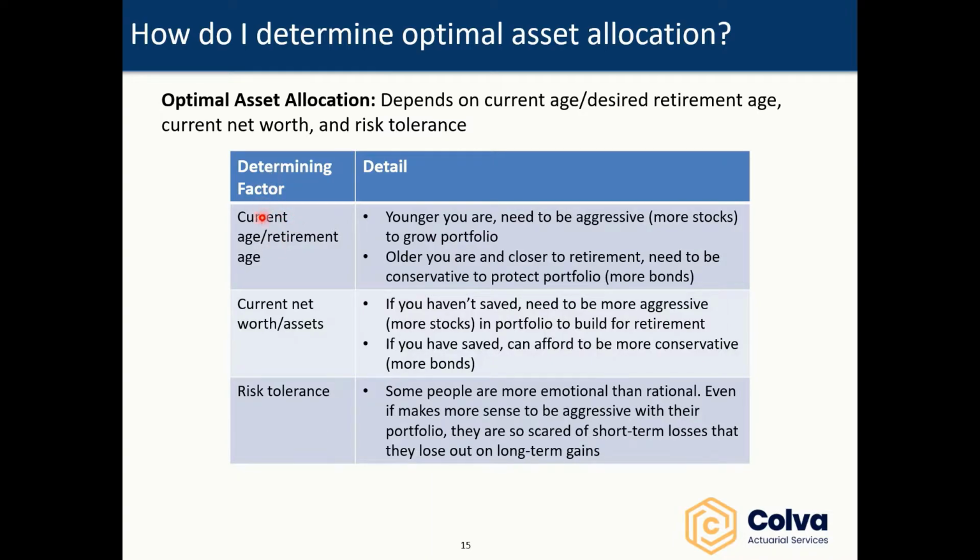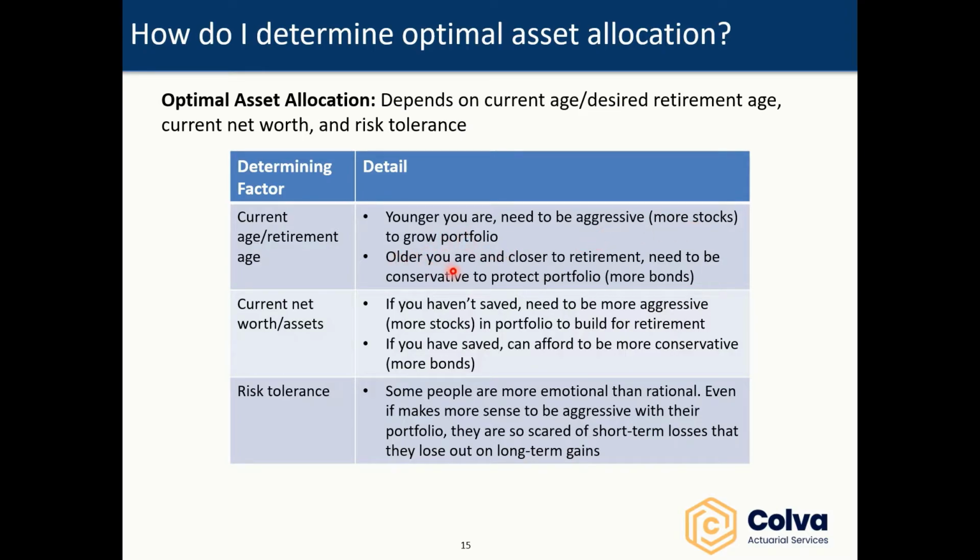So here's the factor. We'll talk about your current age and your retirement age. The younger you are, you tend to need to be more aggressive with your portfolio because you want to accumulate wealth, and you have a longer time horizon until you retire and need to make withdrawals. So typically that tends to mean more stocks in your investment in order to grow the portfolio.